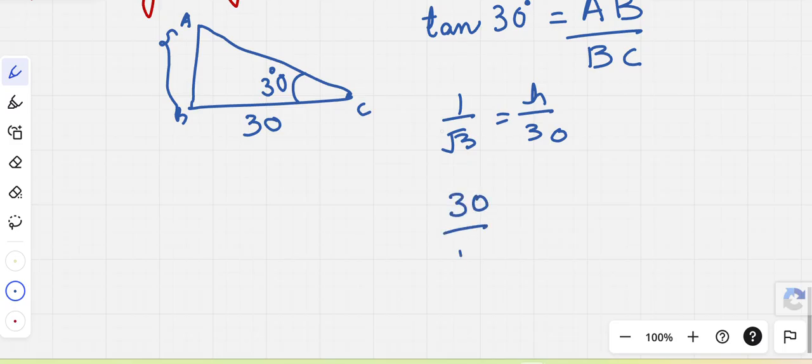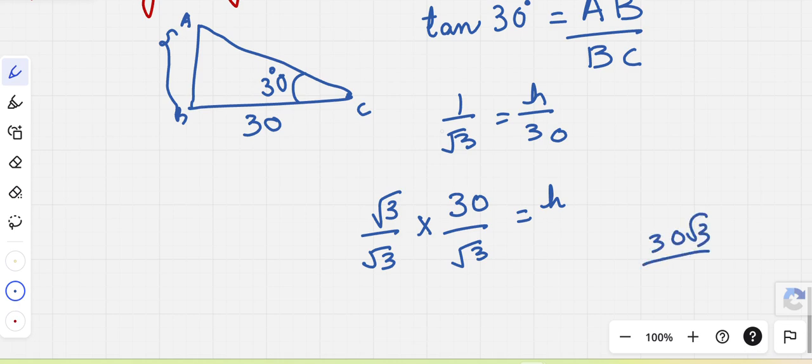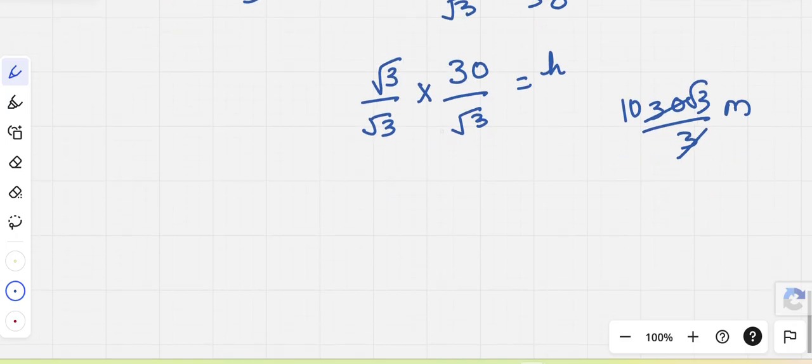Will we leave our answer as 30 by root 3? No, we should rationalize it. We will rationalize it up and down by root 3 and it becomes 30 root 3 by 3. So your answer is 10 root 3 meters. Specify that. Easy?